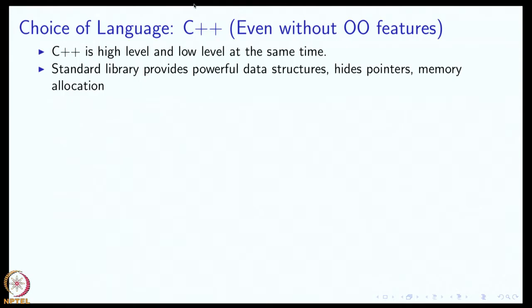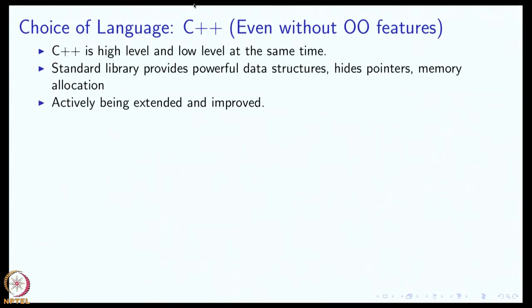So, C++ has a standard library which provides powerful data structures, which hides pointers, hides memory allocation. And it is a very live language. It is actively being extended and improved. So, as better and better programming strategies get discovered, these are being incorporated into C++.